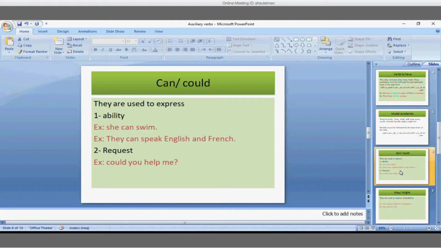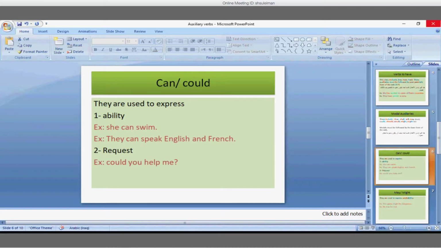So the first group of the modal auxiliary verbs, we got can and could. Can and could is the first group of modal auxiliary verbs. They are used to express ability. This is the first purpose. She can swim, for example. She can swim. Ability بمعنى أنه تستخدم للتعبير عن القدرة.